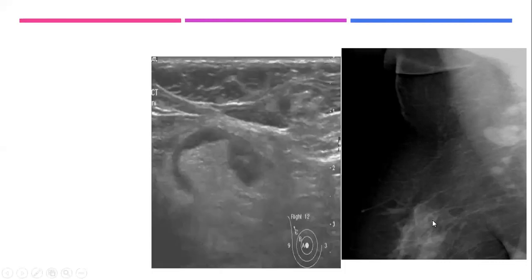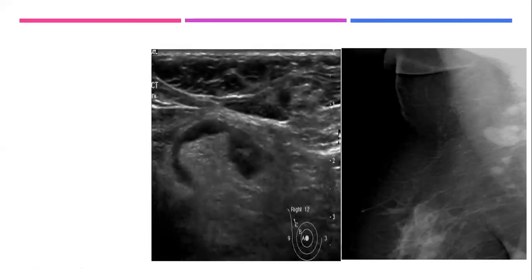And if you look here at the outlines, the cortex is oval and smooth. And because this is projecting over this, we could not appreciate the fatty hilum. So it's really difficult to tell if these lymph nodes are equivocal here. But if you go for ultrasound, look at the ultrasound.